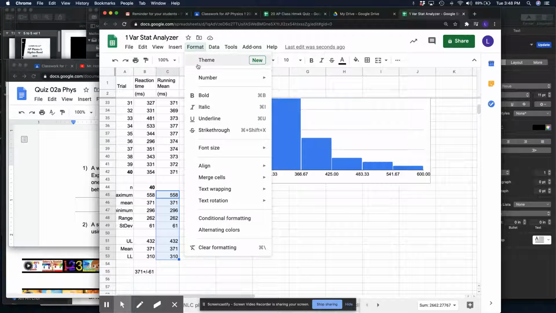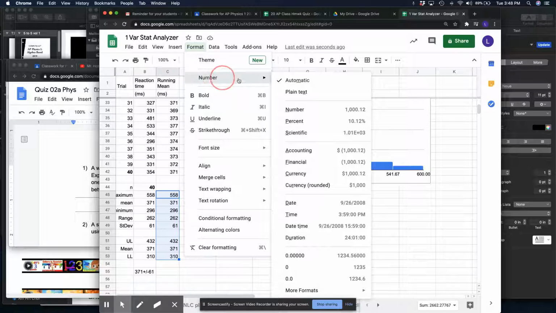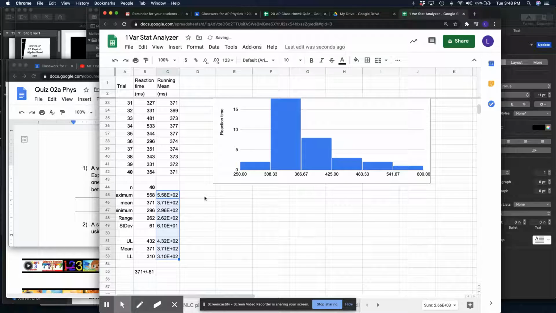Format, number, scientific. Now we said we want this 61 to be one significant digit. So that's going to help us determine the decimal place. So we've got 6 times 10 to the 1.